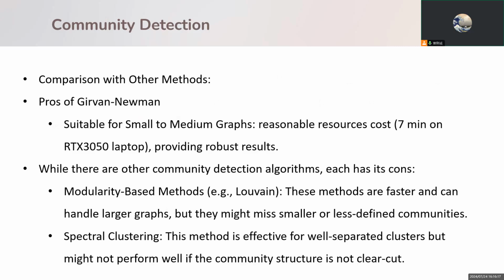Why we use the Girvan-Newman method is because it's suitable for small to medium graphs and with reasonable resource costs. We ran this in around 7 minutes on our GPUs, which provides robust results, while other methods are less robust or may not be applicable to our dataset, as the test pairs are more or less similar. Spectral clustering provides less satisfactory results.